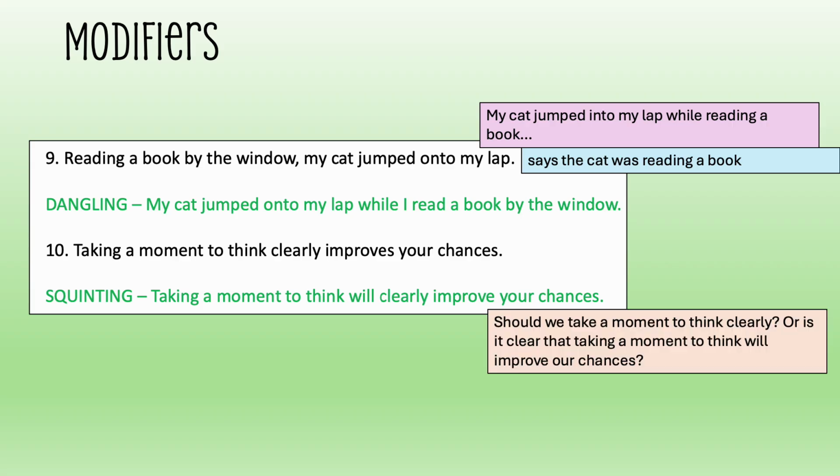And then again, for the squinting modifier, is it that we should take a moment to think clearly, or is it clear that taking a moment to think will improve our chances? We don't know from the way the sentence is worded. So if you said, "Taking a moment to think will clearly improve your chances," that fixes it. We added the word "will" before the second part of the sentence, so we know based on how that word works that "clearly" now applies to the second part.